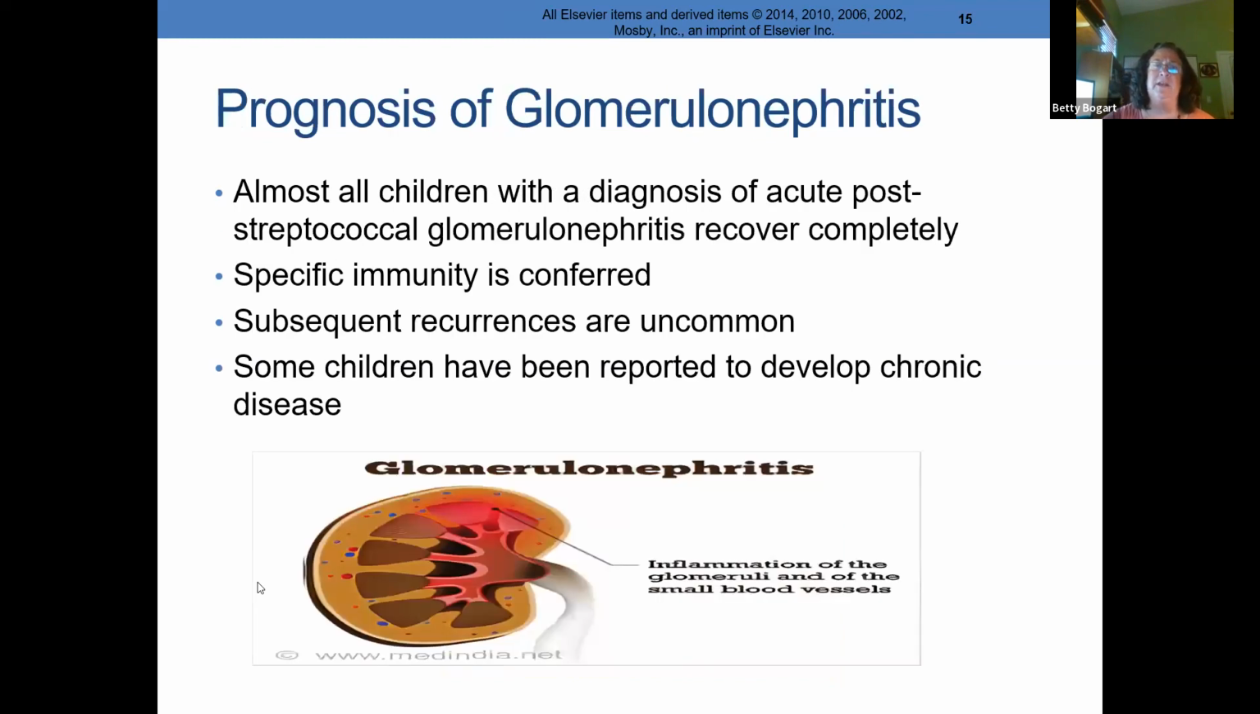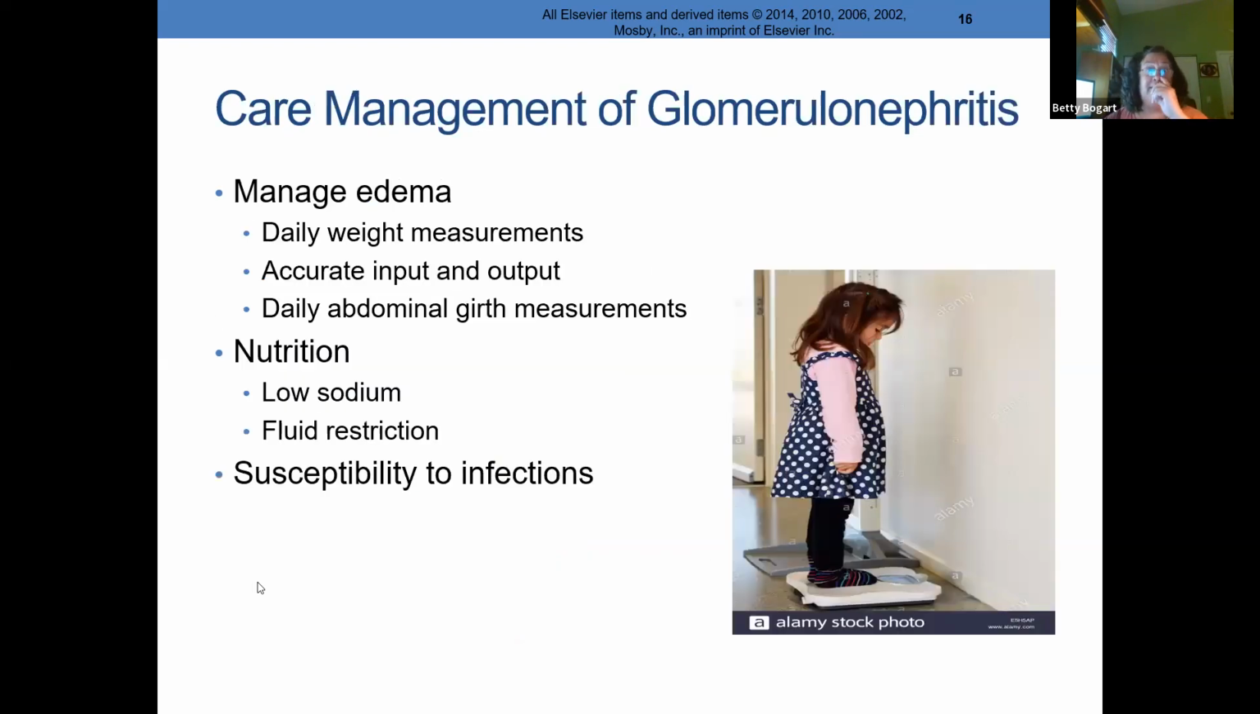So how do we treat it? Well, we're going to treat the strep infection. We're going to be monitoring intake and output. Usually acute glomerulonephritis, we can give the antibiotics, we can monitor their I and O and their weights, and we can get it to be an acute stage, but sometimes it does become a chronic condition. So as soon as we can catch it and start the treatment is best.